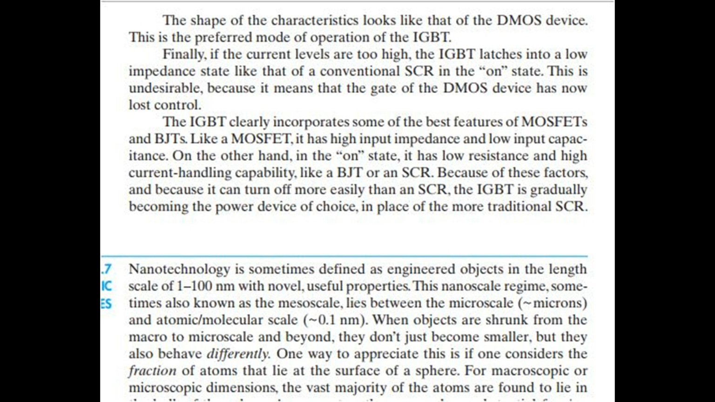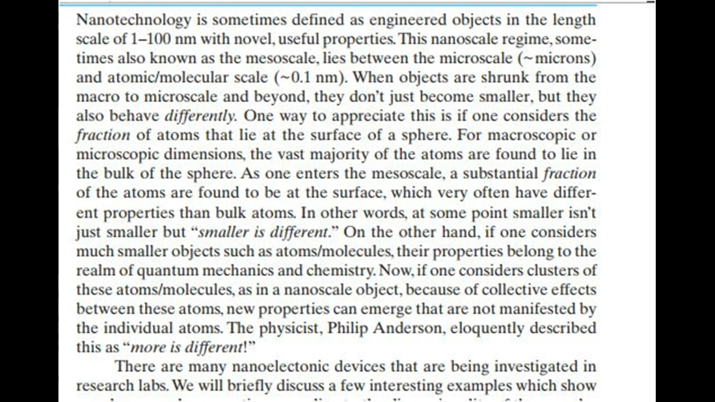When objects are shrunk from the macro to microscale and beyond, they don't just become smaller, but they also behave differently. One way to appreciate this is if one considers the fraction of atoms that lie at the surface of a sphere. For macroscopic or microscopic dimensions, the vast majority of the atoms are found to lie in the bulk of the sphere. As one enters the mesoscale, a substantial fraction of the atoms are found to be at the surface, which very often have different properties than bulk atoms. In other words, at some point smaller isn't just smaller but smaller is different.